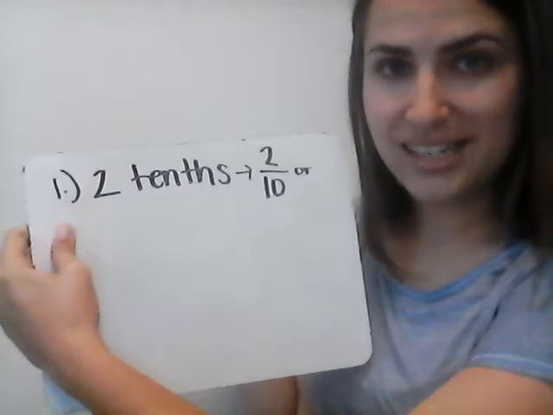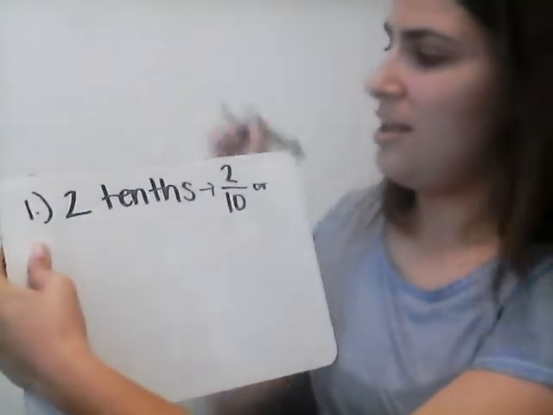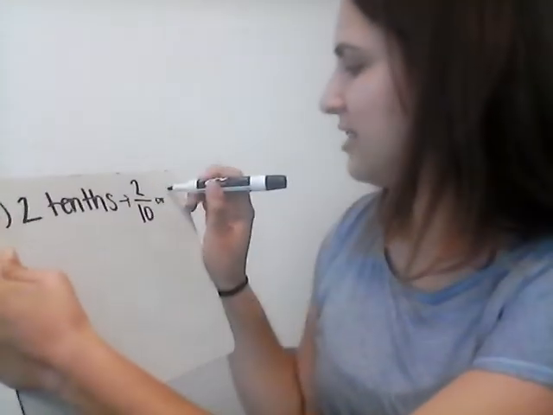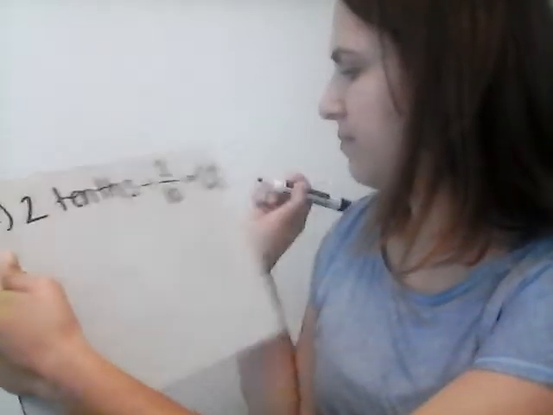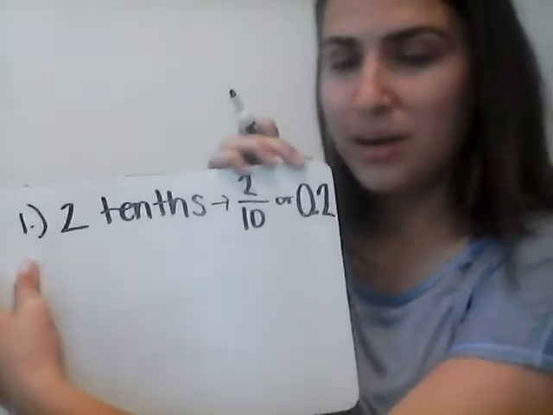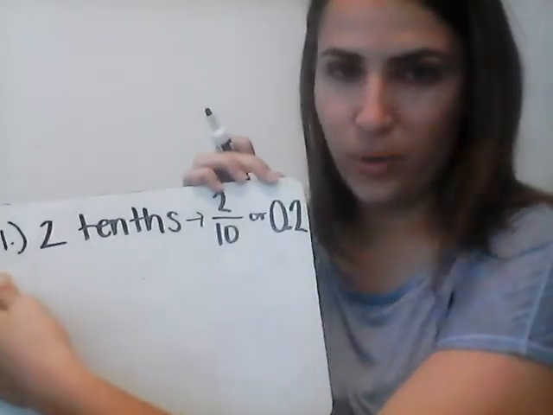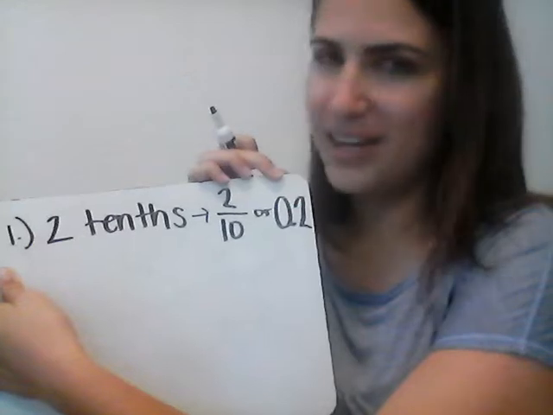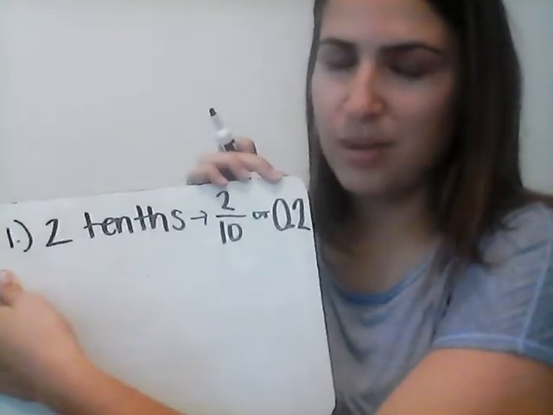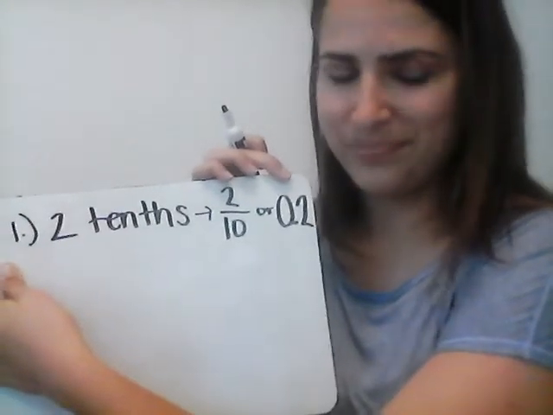Or, as a decimal, we know that our unit is tenths, and we have 2 of them. 2/10. You might hear people read it as 0.2. That's kind of a quick and easy way to say it, but it's not mathematically correct. The proper way to say it is 2/10.